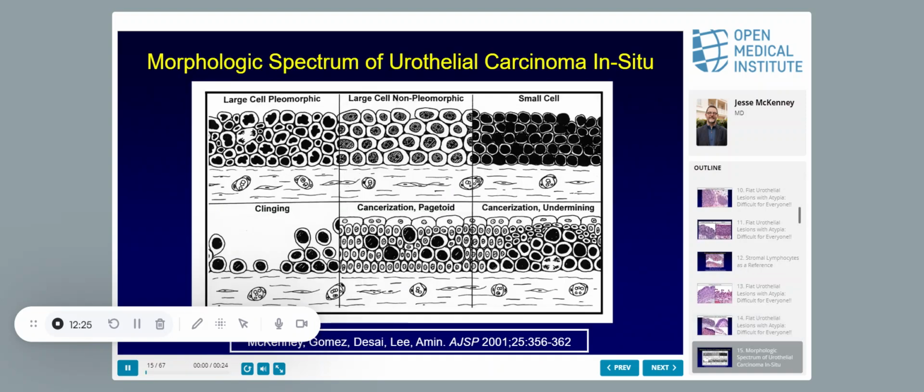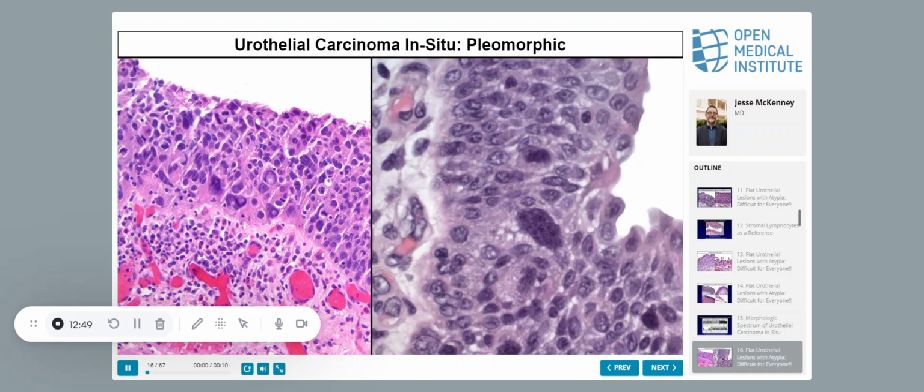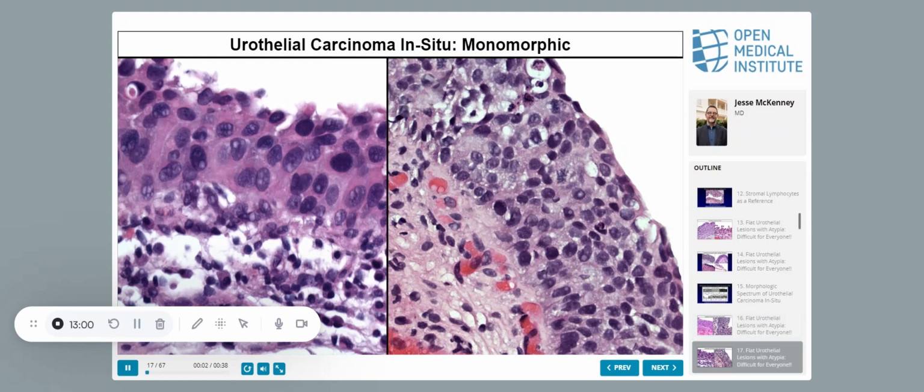A long time ago, probably one of the first papers that I ever did, we studied all the different patterns of carcinoma in situ. And these names, don't learn the names. It's just to demonstrate that urothelial carcinoma in situ is heterogeneous in terms of morphology and growth patterns. So we're going to look at them. Some are markedly pleomorphic, and these should be the easiest ones to recognize. Some of them are less pleomorphic, so all the cells kind of look the same.